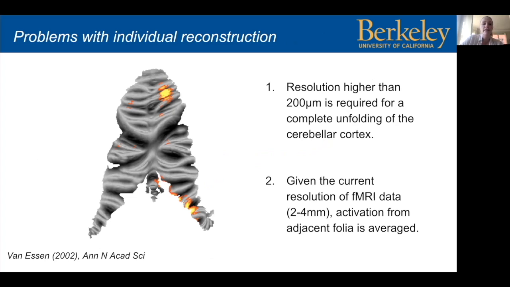And you can see here in this atlas from Van Essen that there are two sites of individual finger representations in the cerebellum, one in the anterior lobe and the other down here in the posterior lobe. However, you can see here that these activations, these loci, are fractionated and distributed over a number of folds of the surface. And this problem arises from the fact that the level of detail of the anatomical unfolding is simply too high for the resolution of the functional data. So what then can we do?